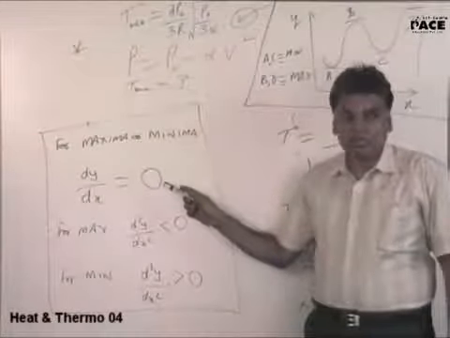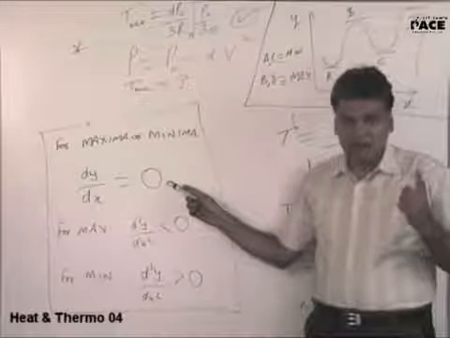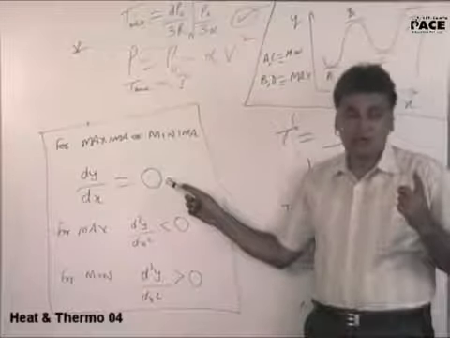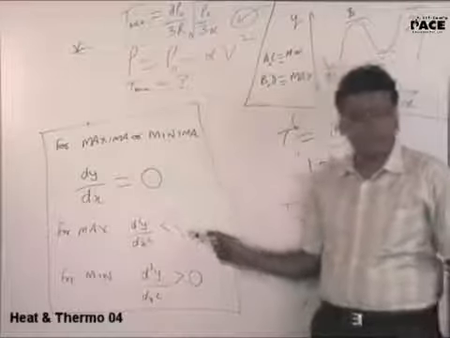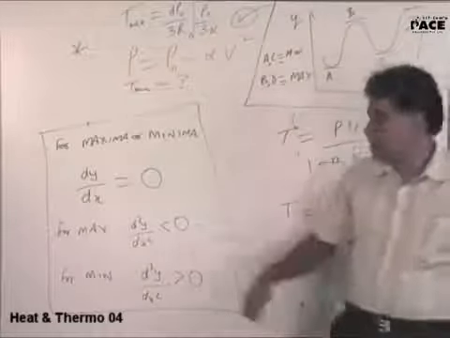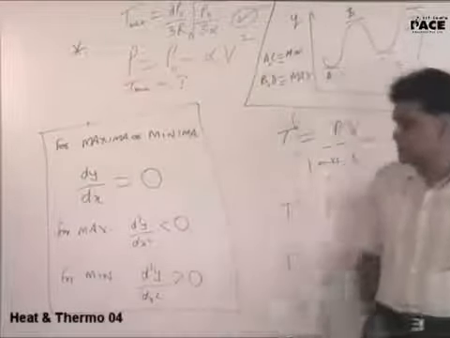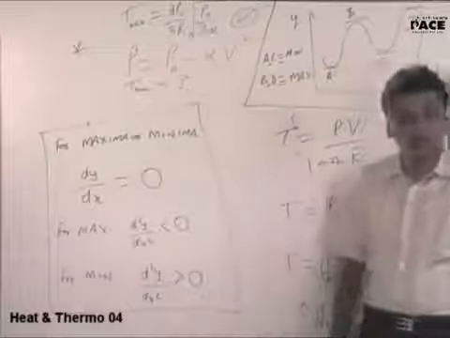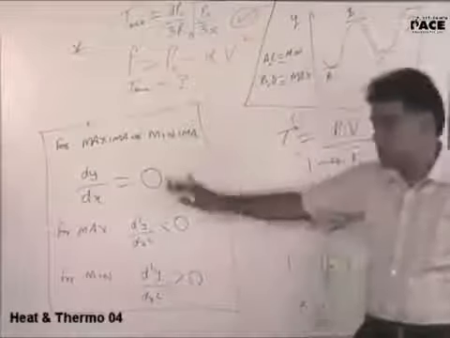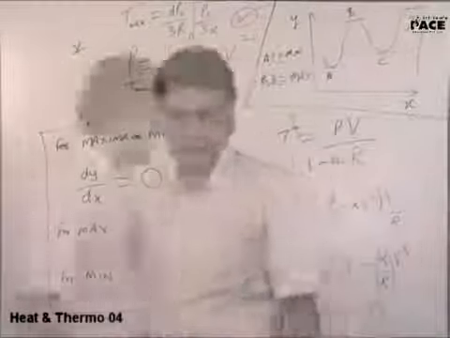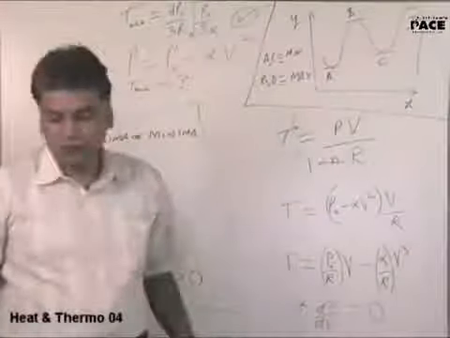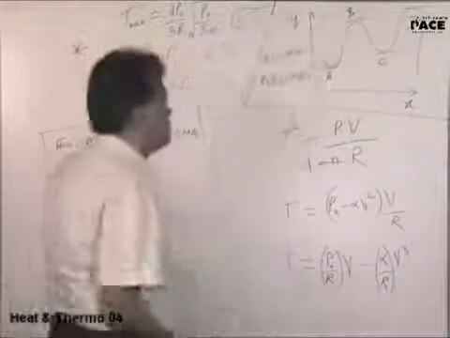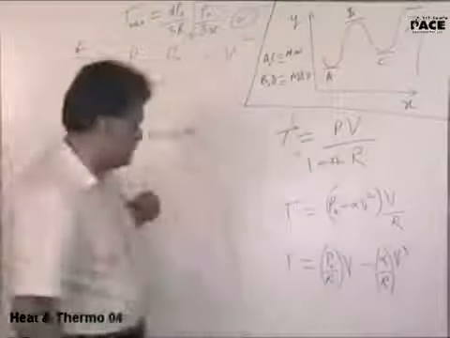Now whichever point satisfies this can either be minima or maxima. Then how do we know if it's minima or maxima? For that you use this criteria, this test. At maxima the double differential is less than 0. At minima the double differential is greater than 0. We'll employ the same idea here. Let's see. If I differentiate this, what do we get? If you differentiate this, you will get dT by dV.